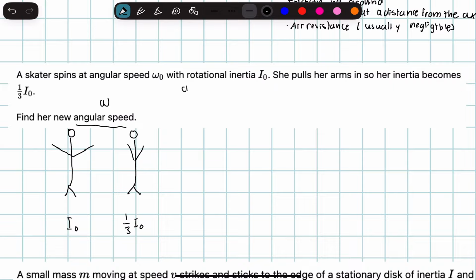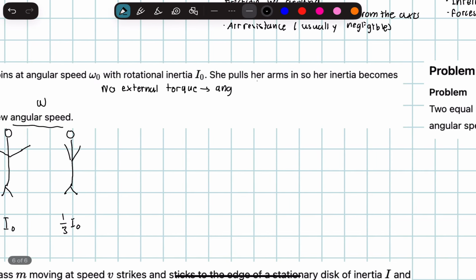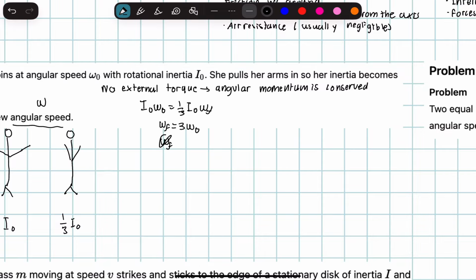So, check for external torque. Do we have it? No, we have no external torque. Therefore, angular momentum is conserved. Because this is the case, we can write the conservation equation, which is I initial times omega initial is equal to 1/3 I initial omega final. Then solving this, omega final is equal to 3 times omega initial. That is our final answer. So now we can move on to our next question.